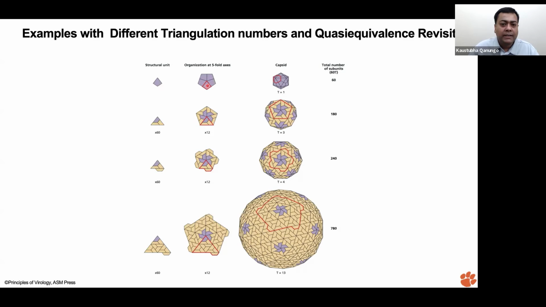Here you have the organization at the fivefold axis, and this is T equal to 1. And as you are seeing, it is becoming more and more complicated, T equal to 3, 4, and 13, how the structure is being built, and they are not icosahedral, but they become spherical. And again, we do not have to go into the math too much. You can always calculate how you have to travel through the pentamers, but it could get really complicated. So if you want to have fun, you can, but it is not needed for your exam or the quiz.